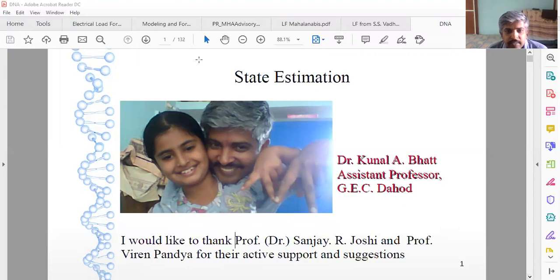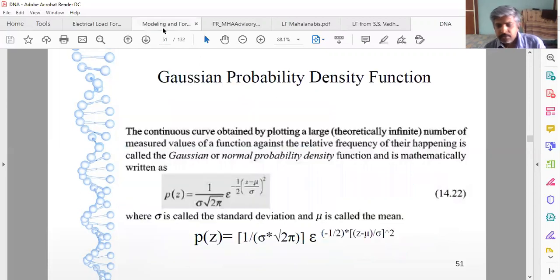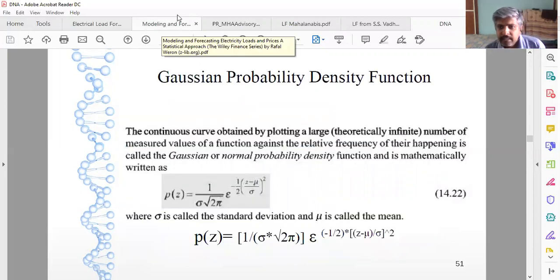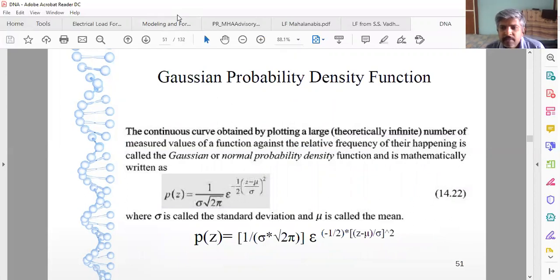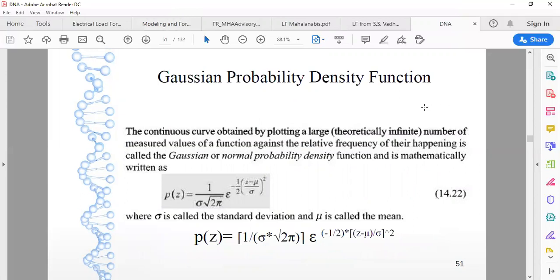So after this, let's start with our third session of state estimation. In the previous two sessions, we have already discussed what is state estimation, what is a measured variable, what are state variables, and all this. Now let's directly discuss the Gaussian probability curve.